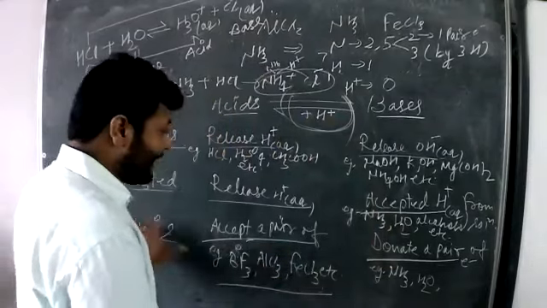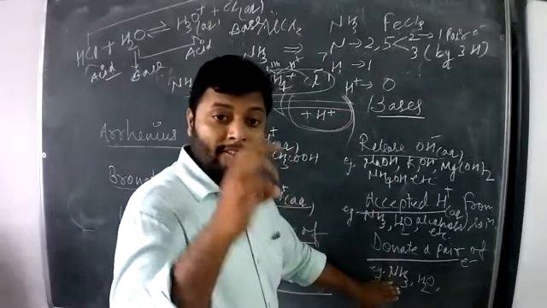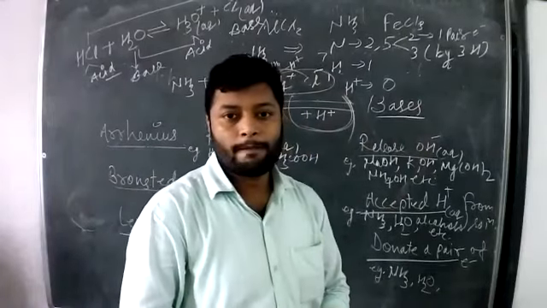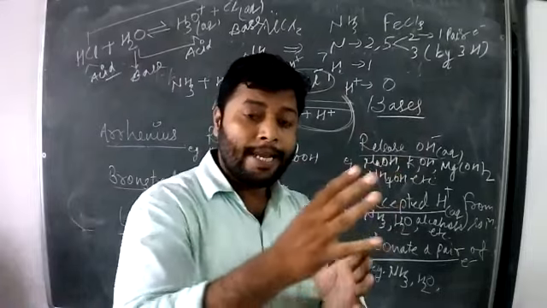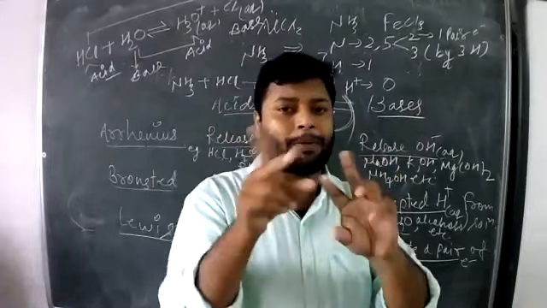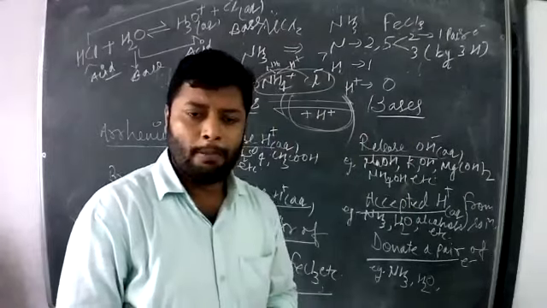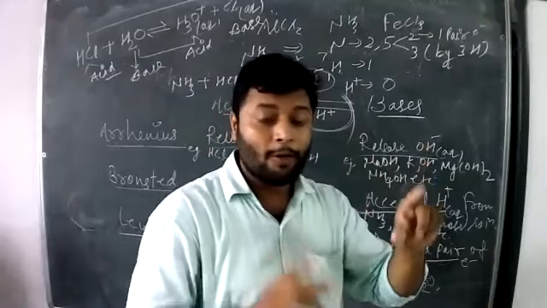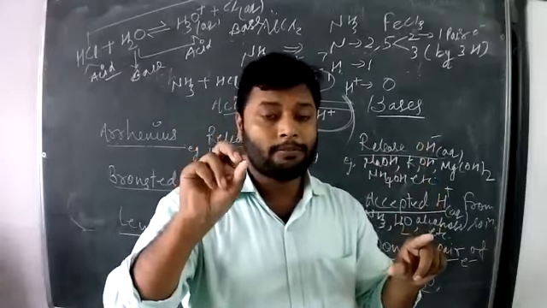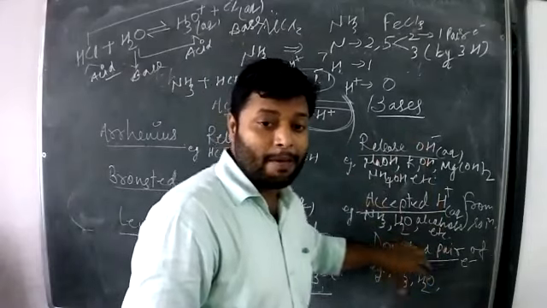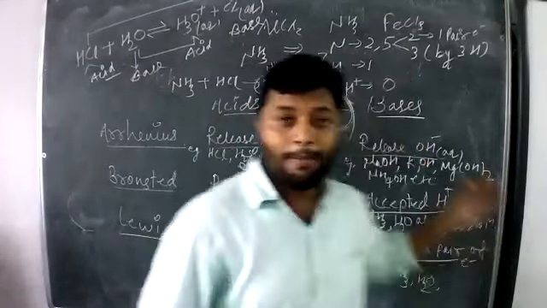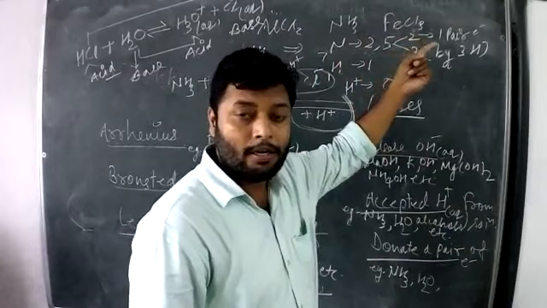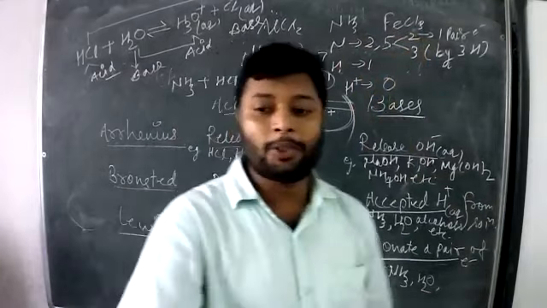So actually Lewis explained the concept behind accepting or releasing H plus. Whenever a substance releases H plus, it means a pair of electrons is transferred during this process. But we are actually concentrating only on the H plus transfer. We are not taking the electronic concept given by Mr. Lewis seriously. Ammonia can accept H plus because it has a tendency to donate a pair of electrons. This is all about today's lecture.